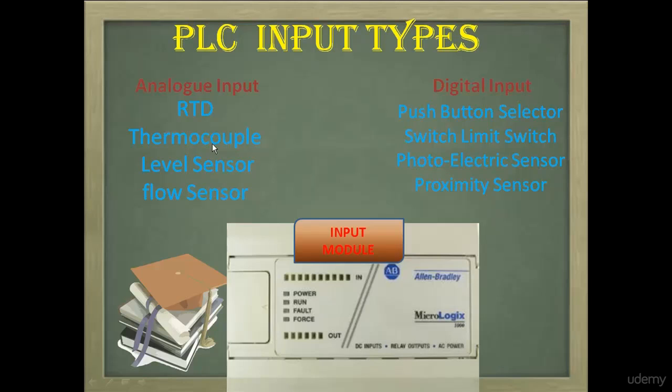While digital inputs are push button, selector switch, limit switch, photoelectric sensor, proximity sensor, etc. Digital input sends the bit 0 or 1 to the input module. When the push button is pressed, then the input module receives the bit 1. And when the push button is released, then the input module receives the bit 0.